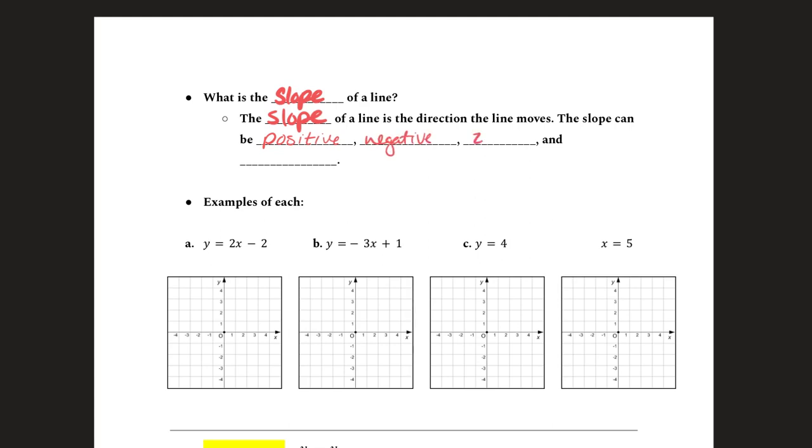It can be 0. Okay, you can have a slope of 0. A slope of 0 means you have a perfectly flat line. Think of just like you standing on a level surface that's not sloped at all. That means that's a slope of 0.